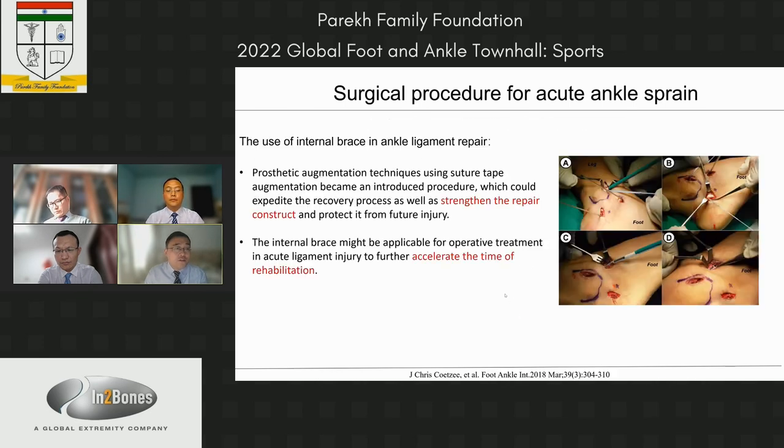This year, the use of internal brace in ankle ligament repair has been published. Prosthetic augmentation techniques using suture tape augmentation became an introduced procedure, which could expedite the recovery process as well as strengthen the repair construct and protect it from future injury. They also pointed out that the internal brace might be applicable for operative treatment in acute ligament injury to further accelerate the time of rehabilitation. I think this should be confirmed by some RCT studies.